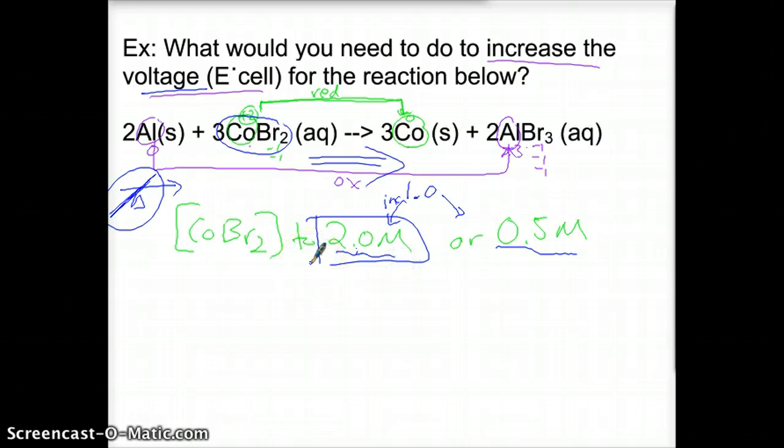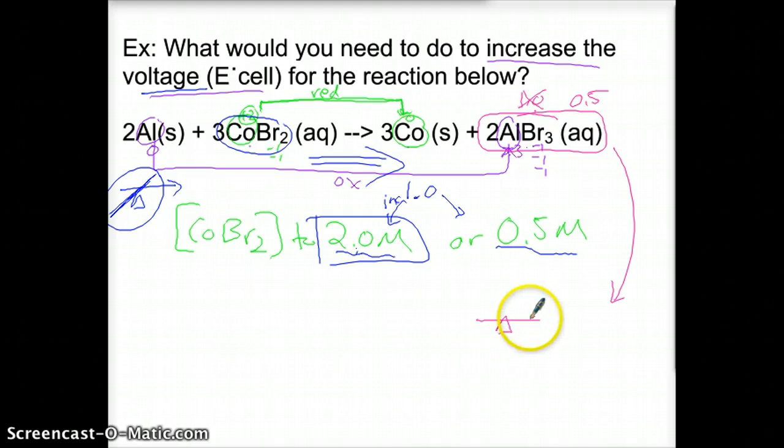There's something else you could do too. The concentration of aluminum bromide. If we decrease this concentration, so if we made this instead of 1.0, if we made this 0.5 molar, let's think about the effect that would have on our equilibrium seesaw. Since I'm removing some product, my seesaw is now going to be lighter on my product side. So this is what it's going to look like. That would also shift my reaction to the right, which would increase the voltage.